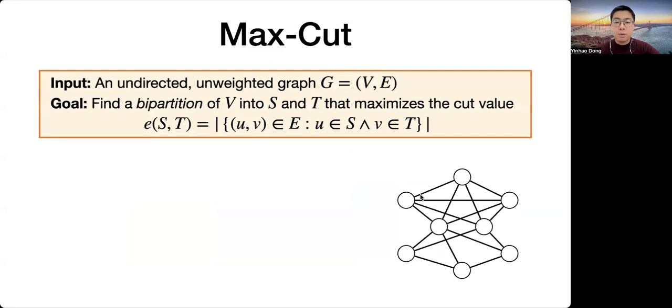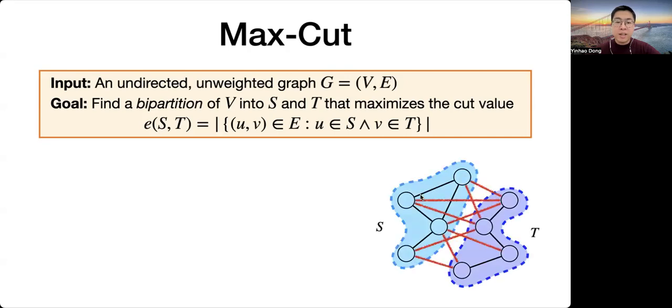So in the max cut problem, we are given an undirected, unweighted graph G. The goal is to find a bipartition of the vertex set V into S and T, such that the cut value, the number of edges with one endpoint in S and the other in T, is maximized.